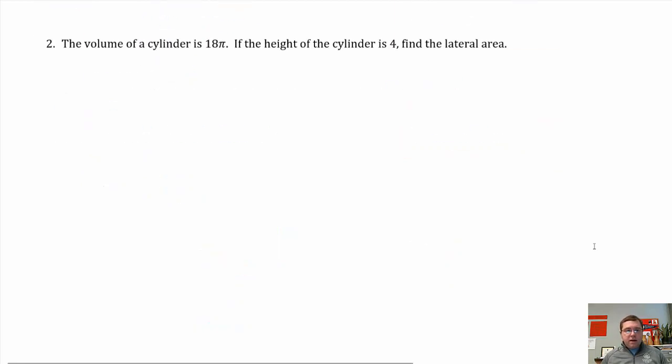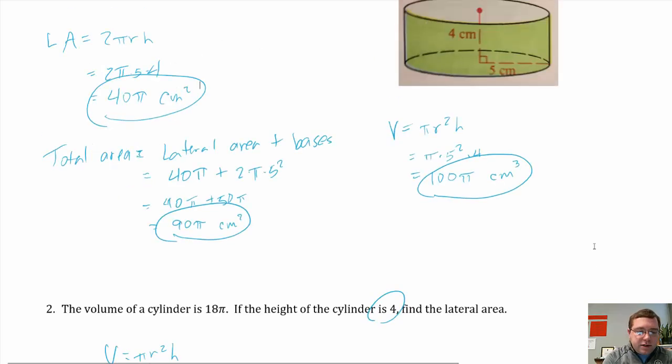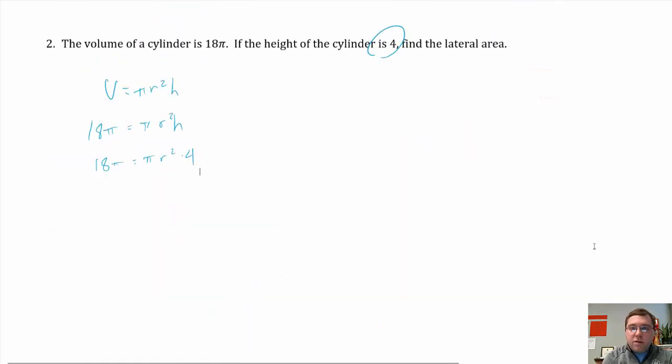Example number 2. The volume of a cylinder is 18 pi. If the height of a cylinder is 4, find the lateral area. This time we're given the volume, and we know the volume should be pi r squared h. We're given the volume as 18 pi. So that must equal pi r squared h. But we know h is 4. So let's plug it in. That means there's only one thing in the equation that we don't know, which is r.